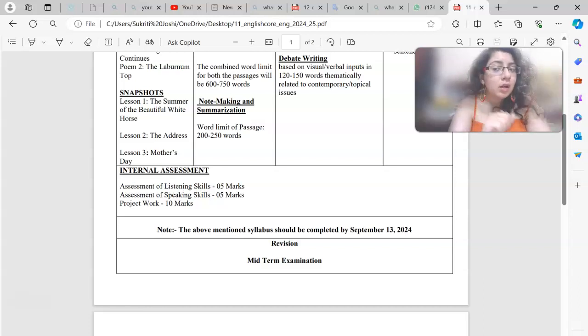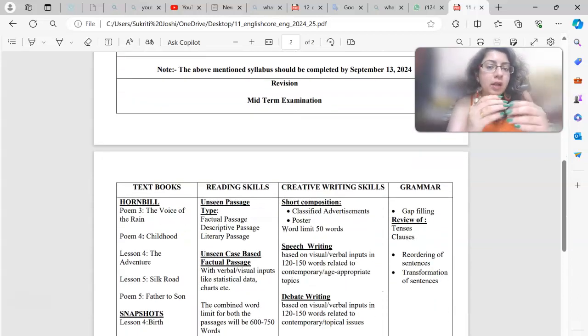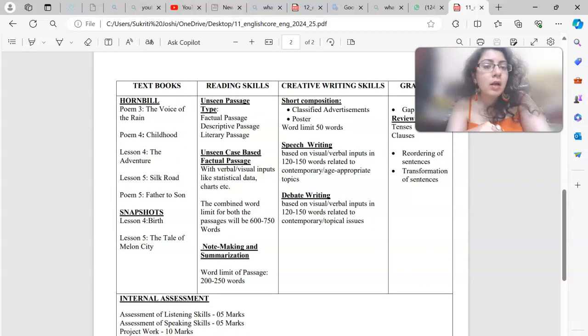Clear? Understood? Then the above mentioned syllabus should be completed by September 13, 2024. The syllabus that I have just mentioned should be completed within this stipulated period of time, right? Then you would have your revision, and then your midterm examination would take place. And then again we move on to our textbooks.